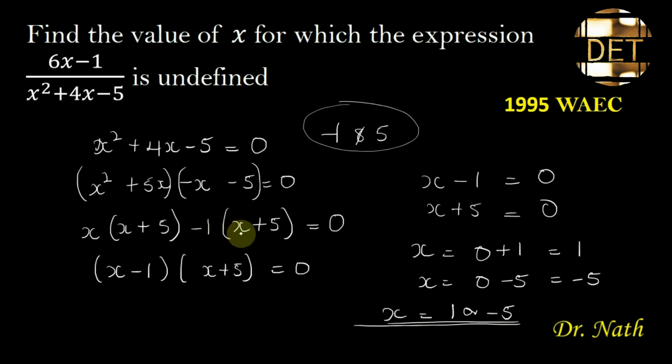So minus 1 times x will give us minus x. Minus 1 times plus 5 will give us minus 5 because minus times plus will give us minus. So minus 1 times plus 5 will give us minus 5. Everything equal to 0.